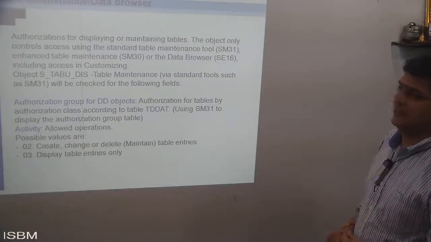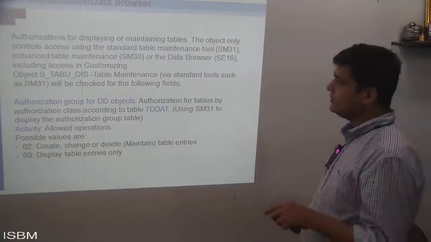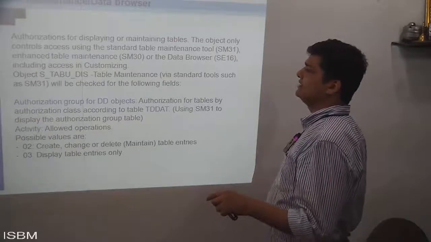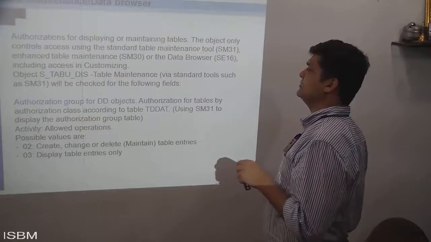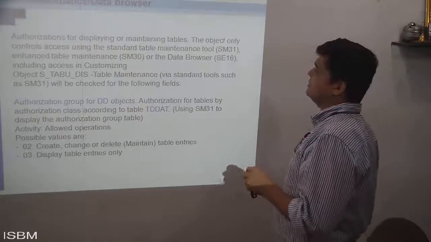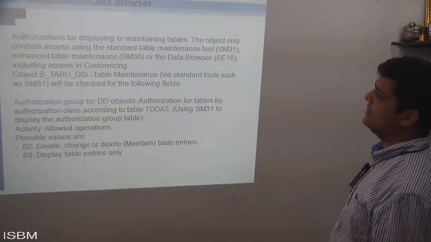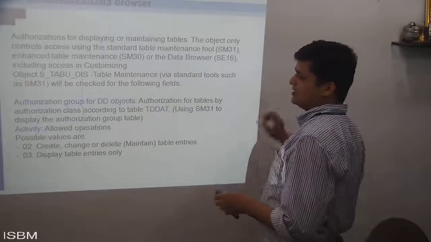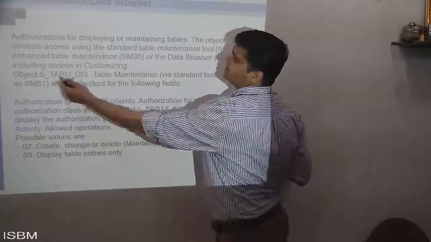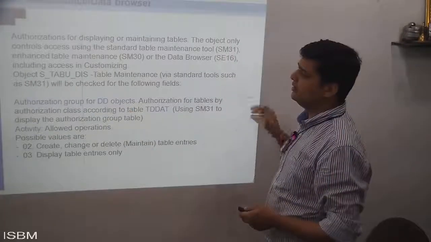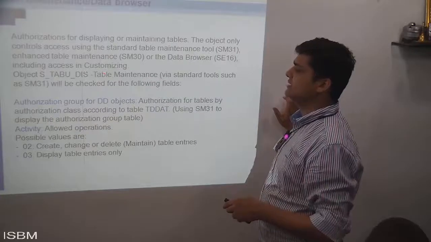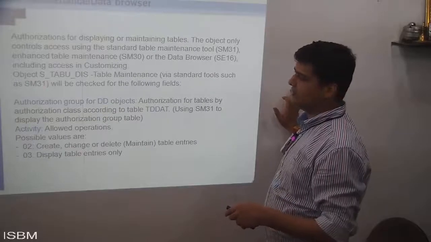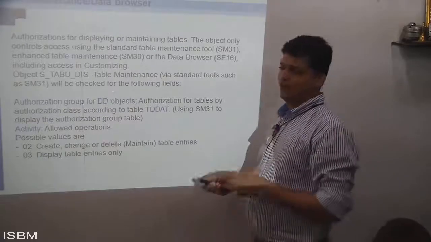Then table maintenance and data browser authorization. Authorization for displaying a maintenance table. The object only controls access using the standard table maintenance tool, which is SM31. Through SM31 you can do this. There is also enhanced table maintenance, SM30, and the data browser, SE16, including access to customizing. So the object is S_TABU_DIS. TABU stands for table, DIS is table maintenance via standard tools such as SM31. You can check the following fields.